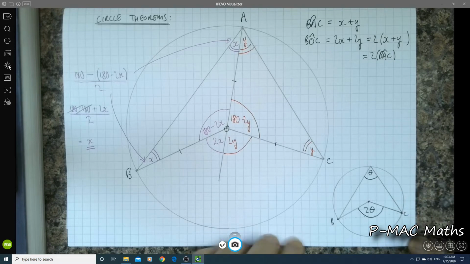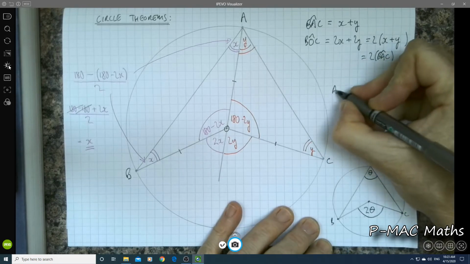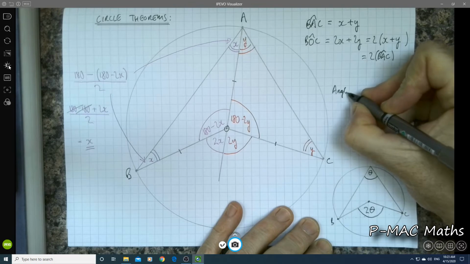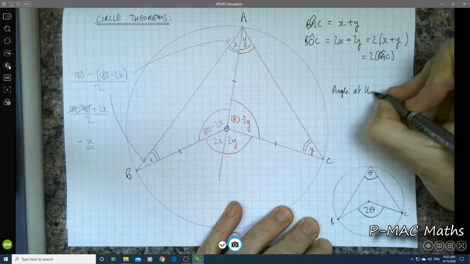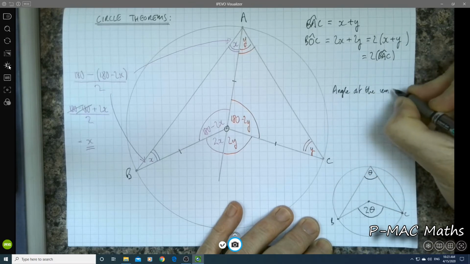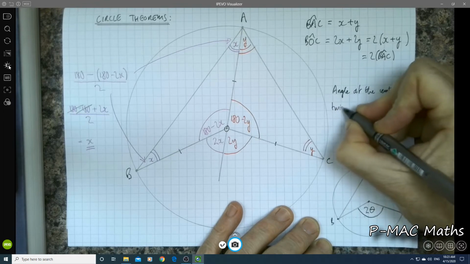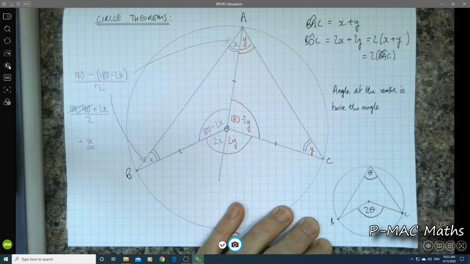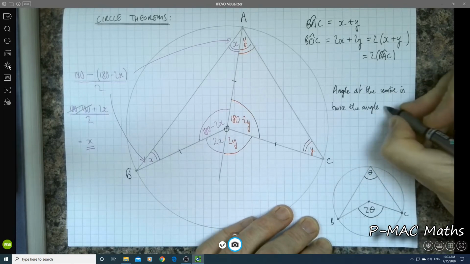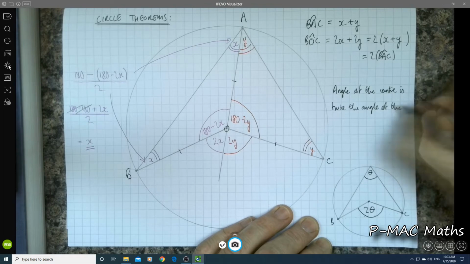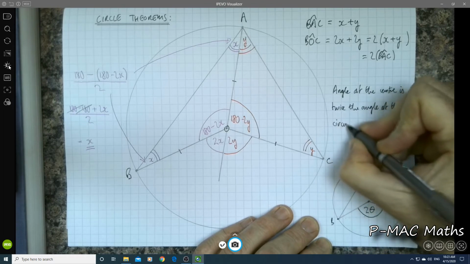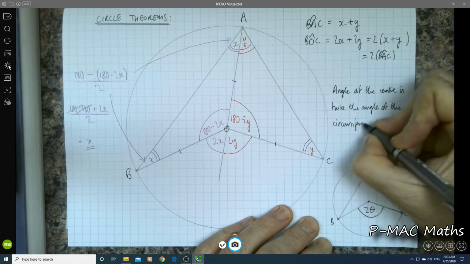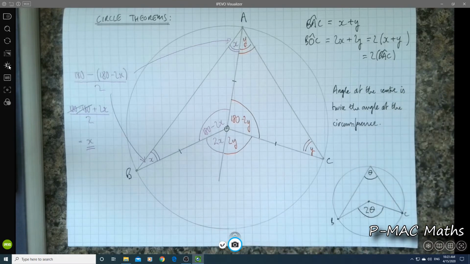Let's just put some words to this. Angle at the centre is twice the, I hope you can read my joined up writing, is twice the angle at the circumference. Looks about right.